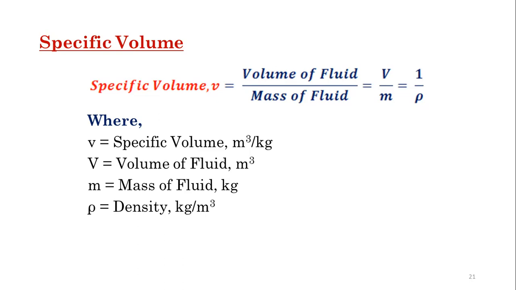So volume of the fluid is again denoted by capital V, and mass of the fluid is small m. If you see here, we already know m by V, mass by volume, is density. So we can say that specific volume, small v, is the inverse of density, 1 by rho, so what you get is V by m. This gives the specific volume of the fluid. If you take 1 by rho of that fluid, it will give the specific volume of that fluid. Here small v is your specific volume, and volume of the fluid will be in meter cubes.